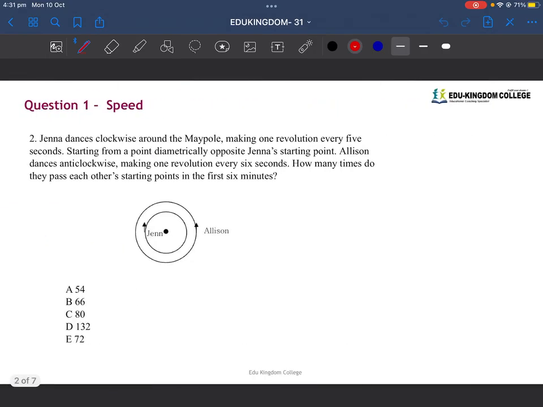So today we're just going to go straight in as usual. So let's get started. Jenna dances clockwise around the maypole, making one revolution every 5 seconds. Starting from a point diametrically opposite Jenna's starting point, Allison dances anti-clockwise, making one revolution every 6 seconds. How many times do they pass each other's starting points in the first 6 minutes?